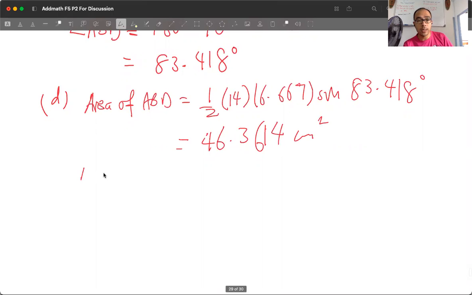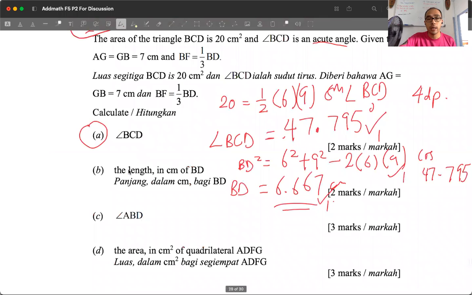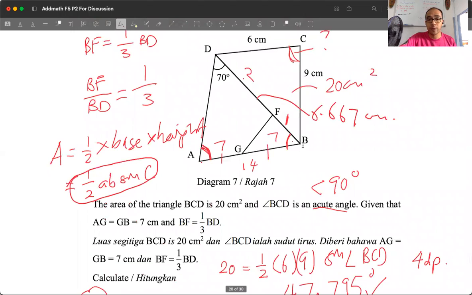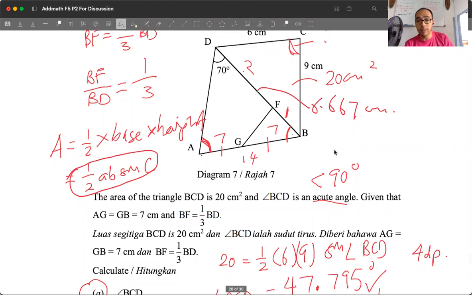Then the small triangle is the area of BFG. Let's think about this first. We can use the same angle. We have this 7, but we don't have this side. But we know that it is one part out of three parts. So if 3 parts is 6.667, one part will be 1/3. So BF over here is 1/3 times 6.667.